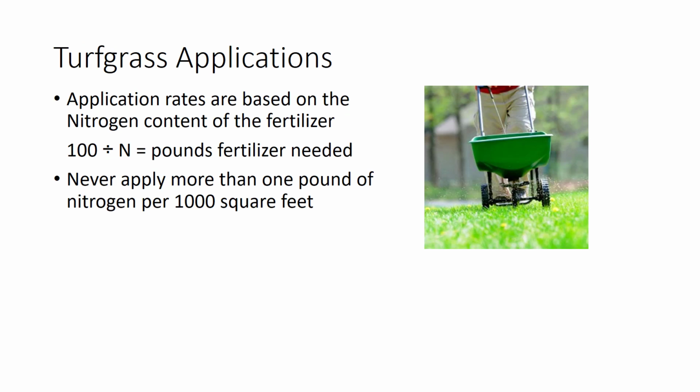For turf grass as well as ornamentals, the application rates are based on the nitrogen content of the fertilizer. The pounds of fertilizer that needs to be applied per 1,000 square feet is determined by dividing 100 by the nitrogen percentage. You never want to apply more than 1 pound of nitrogen per 1,000 square feet.